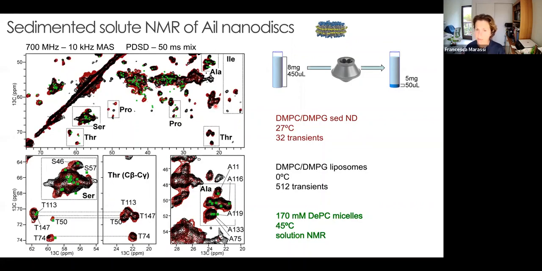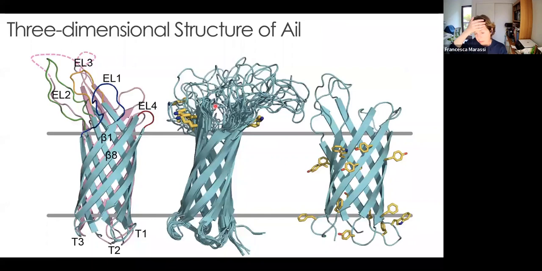These are carbon-carbon PDSD correlation signals that we can obtain for these samples compared to liposomes in black and mice cells in green. And these, again, allow us to obtain a number of assignments, but also to measure distance restraints for structure determination. So these illustrate some of the spectroscopy that we can do with these types of samples. And these have allowed us now to determine structures both by solution NMR and nanodisc, solid-state NMR and liposomes and nanodisc mix.